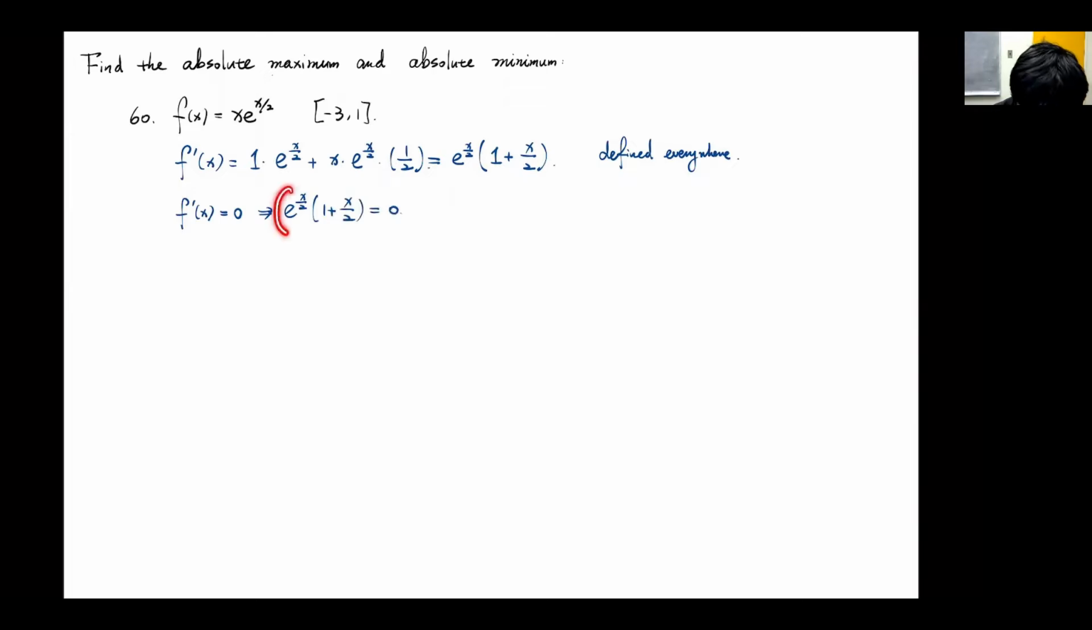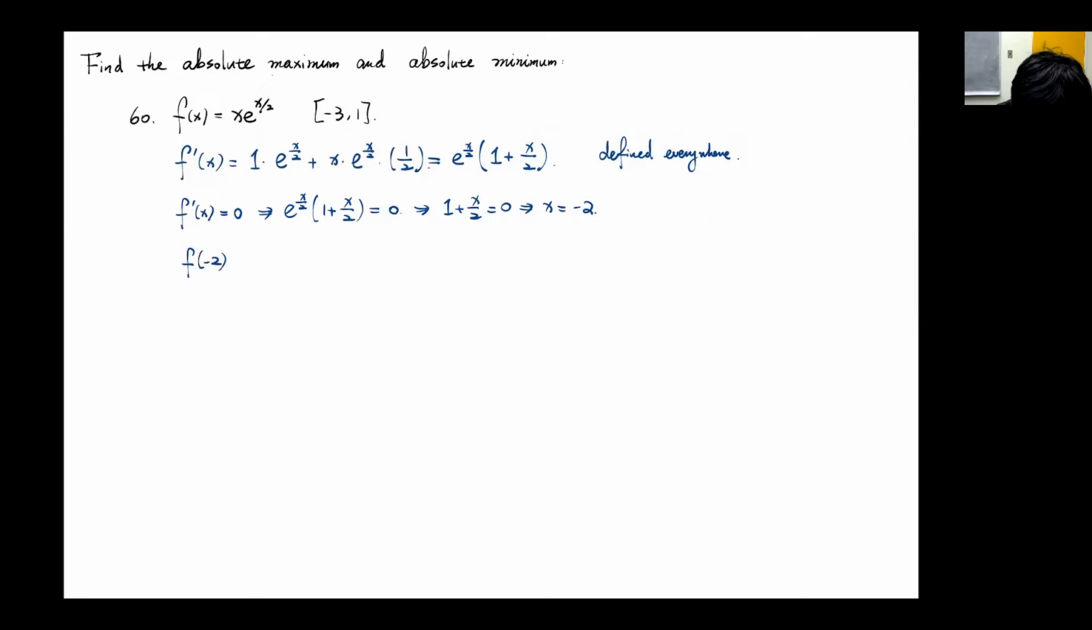But e to the x over 2 is never 0, so you can actually cross it out. So what remains is simply this equation, 1 plus x over 2 equals 0. Solving it, you get x equals -2. All right, so we already have one critical number. And let's see its function value.